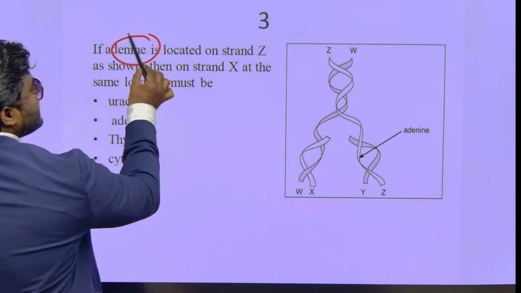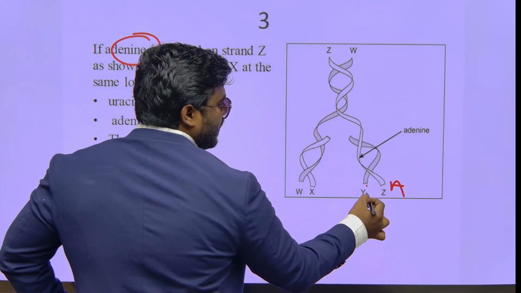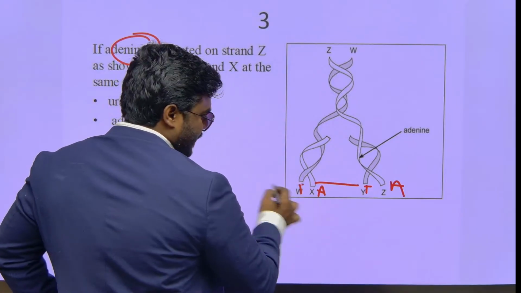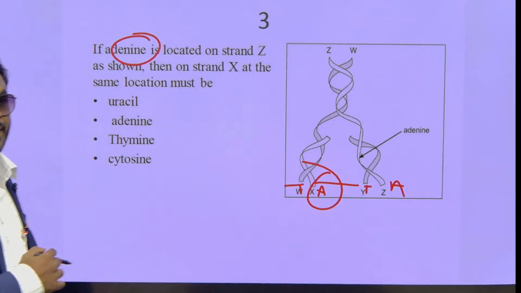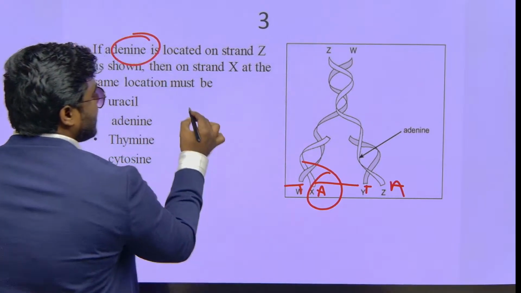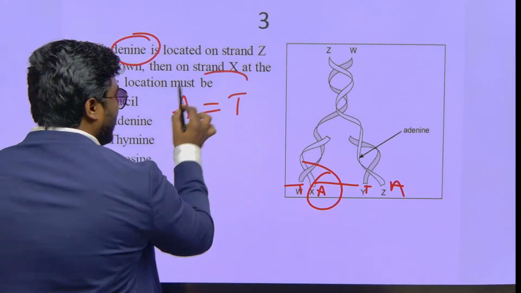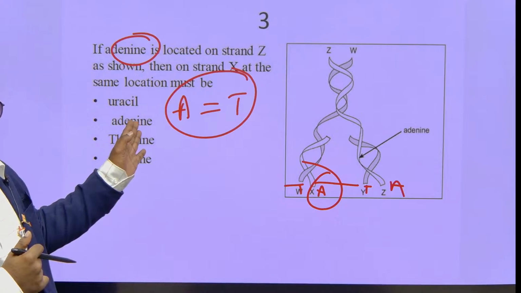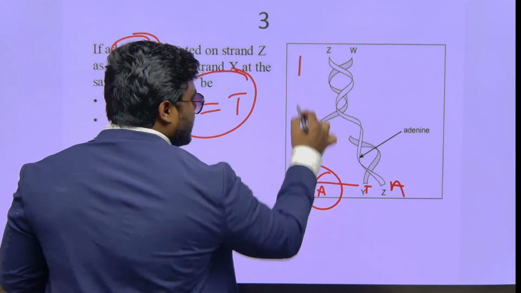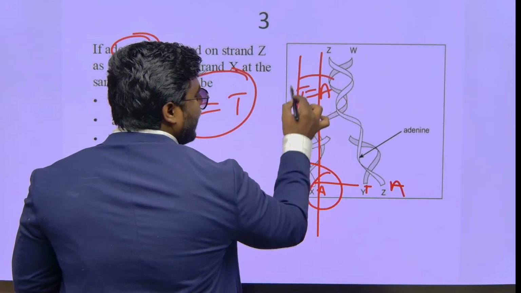If adenine is located on, this is adenine. Adenine pairs with? Thymine pairs with? Correct na? See, you have to consider in this way, adenine, thymine. This is one base pair in one strand, in only one strand. Again, in the other strand also there is a base pairing. Thymine and adenine.